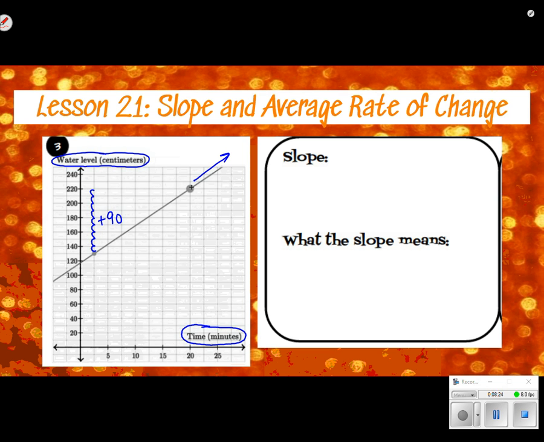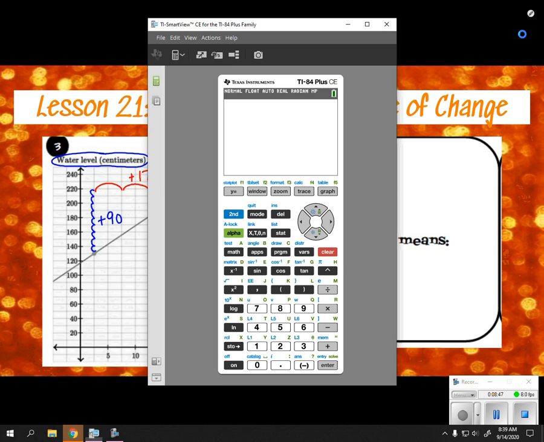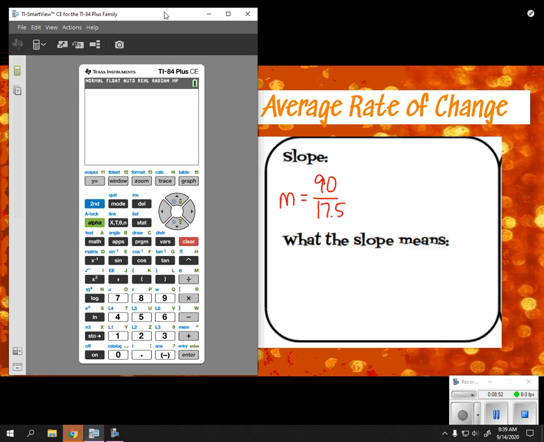I'm going to go to the right. Okay, that's 5, 10, 15 and a half. That would be 2.5, so that would be plus 17.5. So my slope is 90 over 17.5. But I don't want any decimals in there. So let's pull out the calculator. All right, here's our calculator, and we're going to look at this 90 over 17.5.